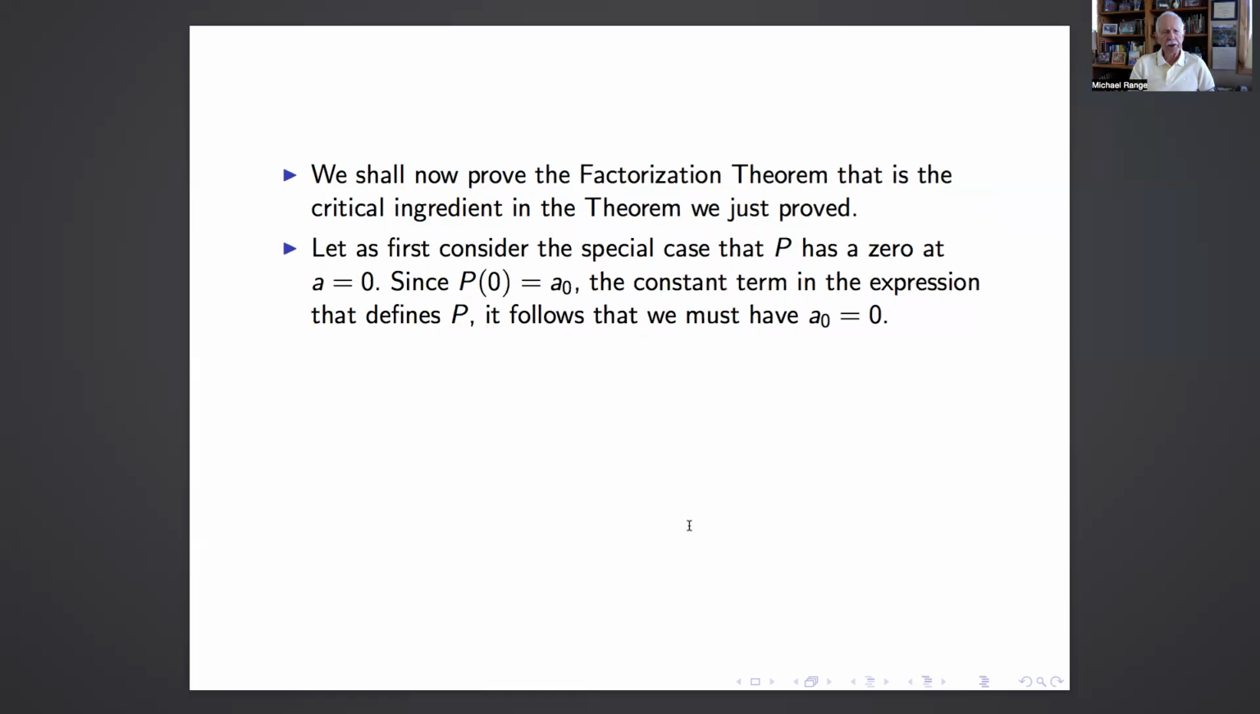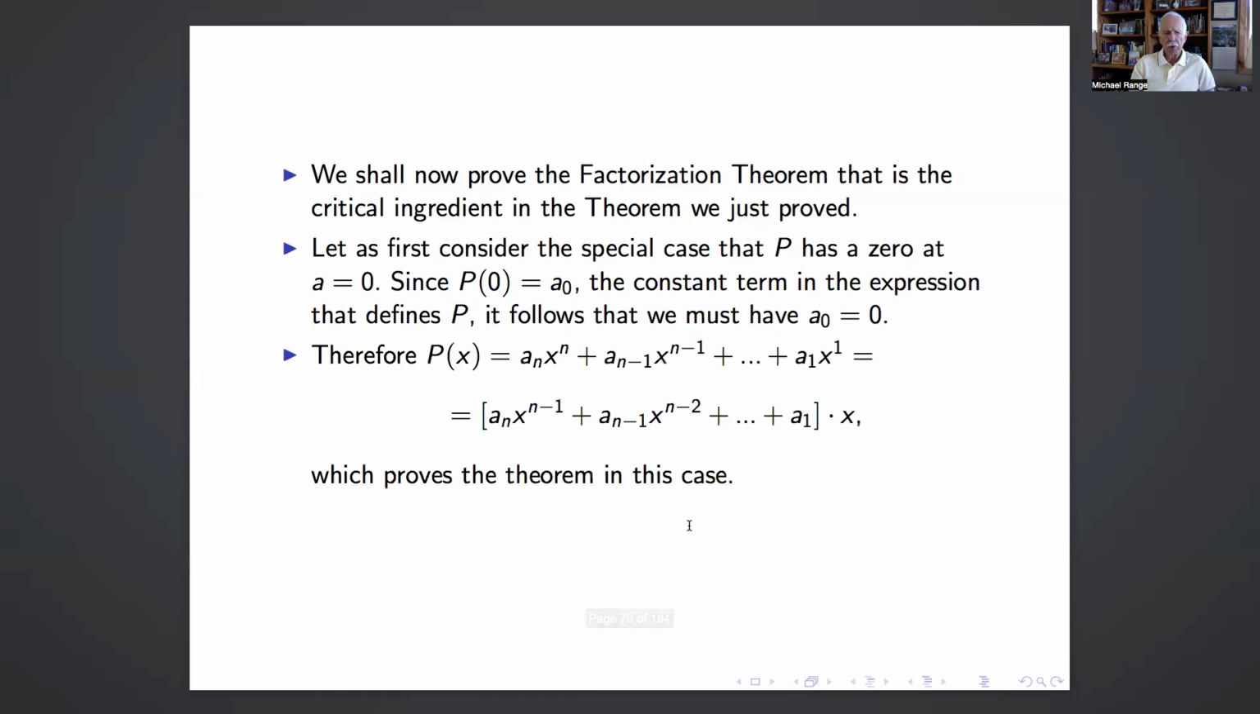Let us first consider the special case that p has a zero at a equals 0. Since p at 0 is just the constant term a sub 0, the constant term in the expression that defines p, it follows that we must have a sub 0 equal to 0, assuming that p has a 0 at 0. So you write out the polynomial p of x. There is no constant term at the end. Every term in here has a factor x, so of course you can factor it out. And you get this factorization. The beginning part here is a polynomial of degree n minus 1, and this obviously proves the theorem in this case.